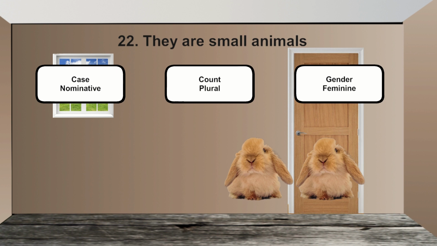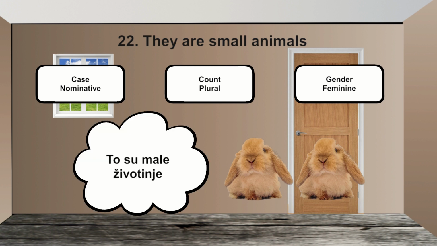Question 22. Pitanje 22. They are small animals. Feminine, plural. To su male životinje. And again, to su male životinje.